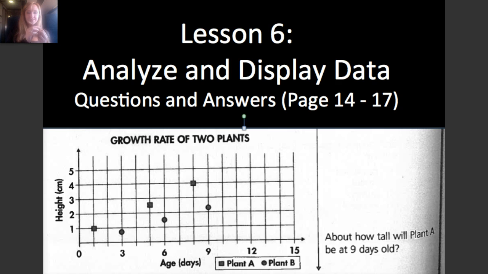It's been very productive. But this lesson is going to go over lesson 6, analyze and display data, and it's the questions and answers on pages 14 through 17. So I didn't make a guided instruction video for this lesson. There wasn't enough time. But I did want to go over this particular question in this graph.